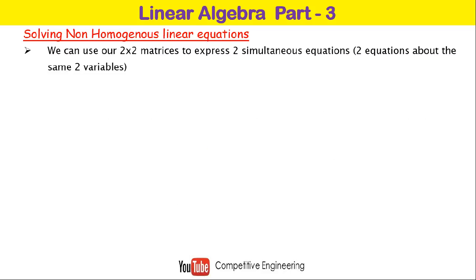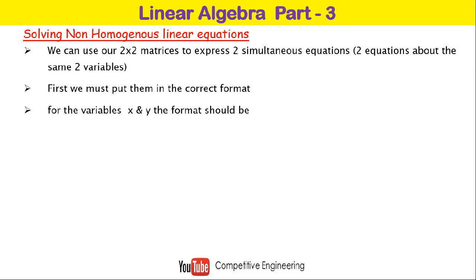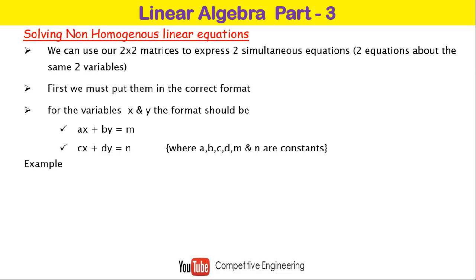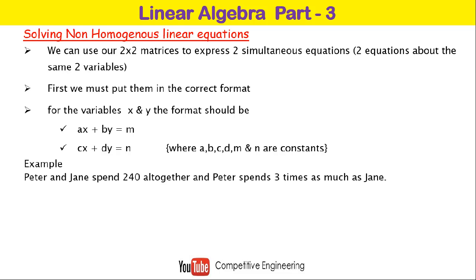So we can use a 2 by 2 matrix to express two simultaneous equations. First I will explain it with the 2 by 2 matrix. After getting the linear equations, we have to put them in the correct matrix format. For variables x and y, the format should be ax plus by equal to m and cx plus dy equal to n. These are the two linear equations to solve, where x and y are the variables and a, b, c, d are the coefficients, and m and n on the right side are constants. So we will solve with an example.